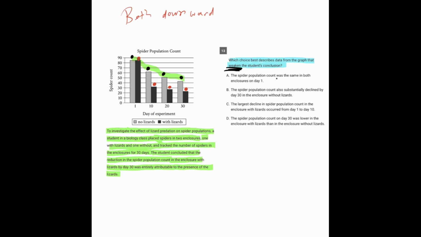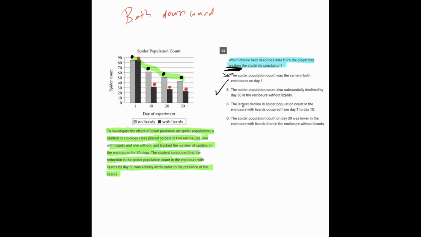A, the spider population count was the same in both enclosures on day 1. Well, that's true, but it doesn't prove any point. B, the spider population count also substantially declined by day 30 in the enclosure without lizards. Well, yeah, that's my point exactly. If that were the case, then we know that there's something besides the lizards eating the spiders.